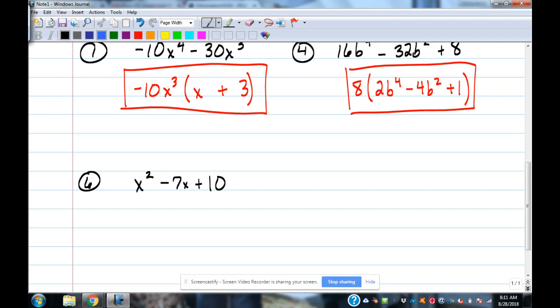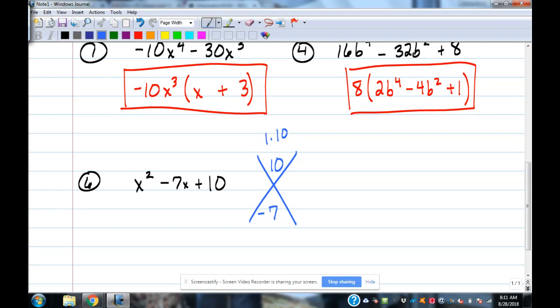And the way that works, make a big X, and then you take the number that's in front of x squared. What's in front of x squared? 1. 1 times 10 is 10. That number goes right there in the top of the X. What number goes in the bottom of the X? The negative 7.